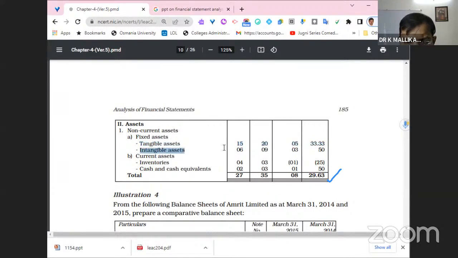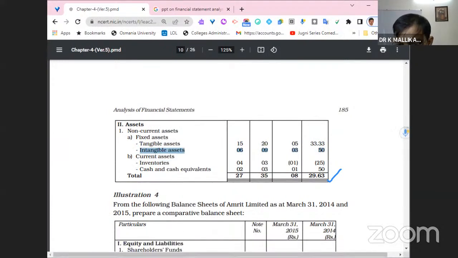Intangible assets. What are the intangible assets? Anyone? What are the intangible assets? Sir, goodwill, copyrights, patents, trademarks. Yeah, sir. All are intangible assets. So intangible assets are increased by 50%. But you can see the surprise, inventory is decreased by 25%. The cash and cash equivalents increase by 50%.